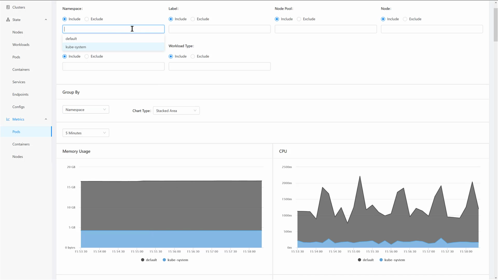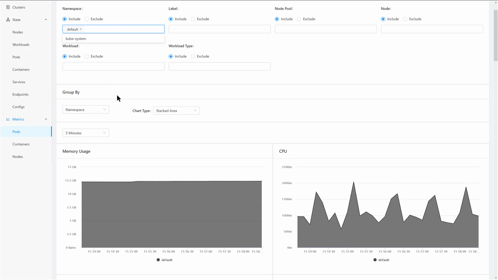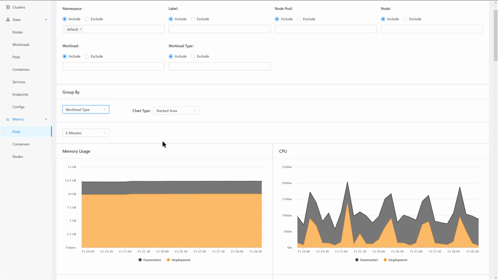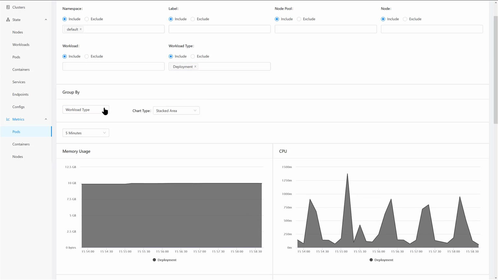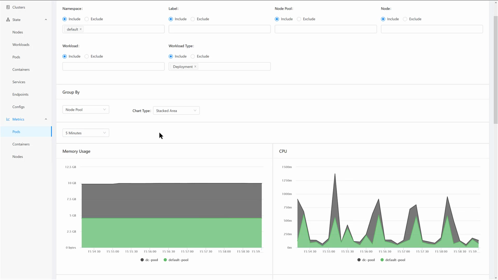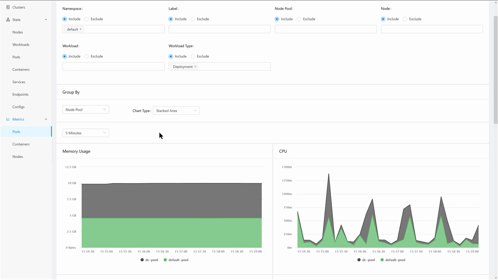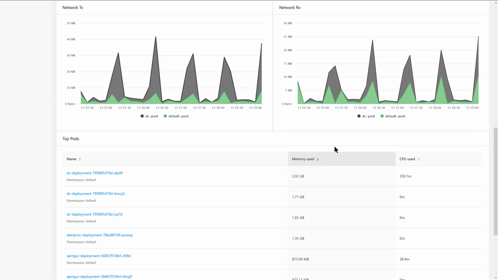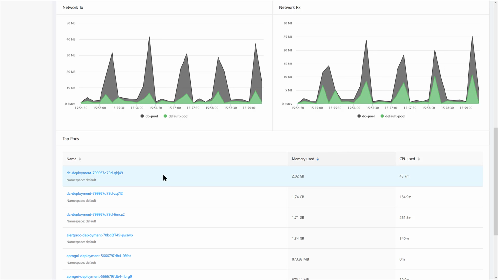So let's look at only the default namespace for now. And let's group this now by the workload type. And we can see that the deployments in the default namespace are the ones taking up the majority of memory. So let's look at the deployments only. Now let's group this down by the node pool. We see that the memory usage across node pools is pretty similar. Scrolling down, we can sort the top list by memory, and we can see that it's this DC deployment pods that are taking up the majority of memory.